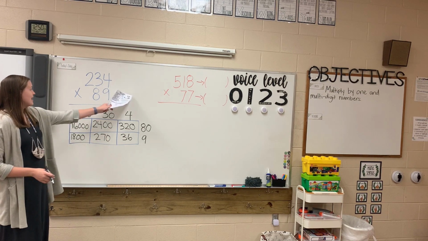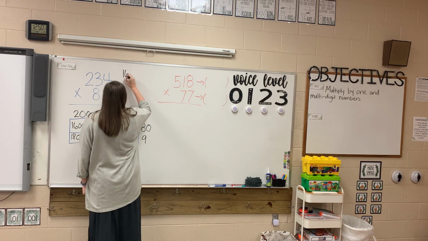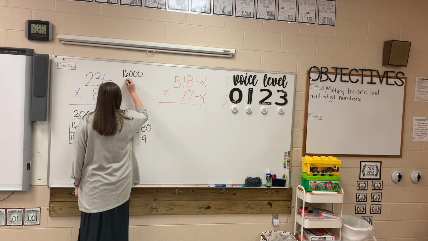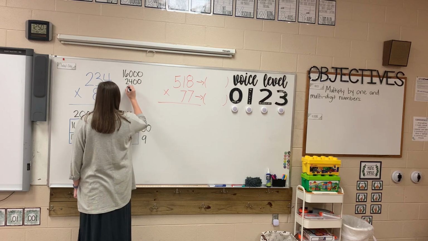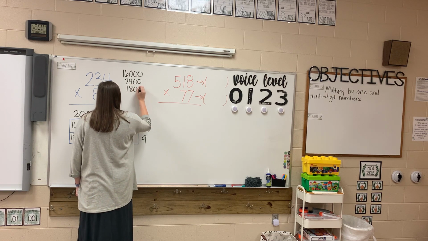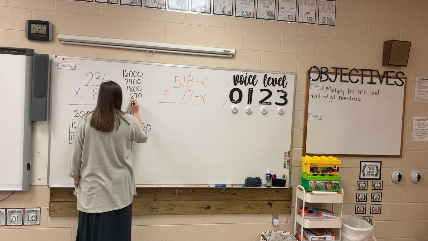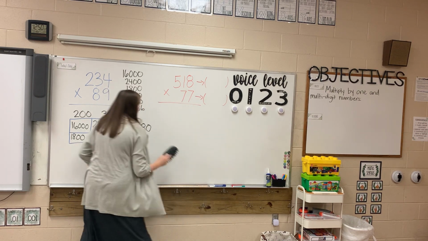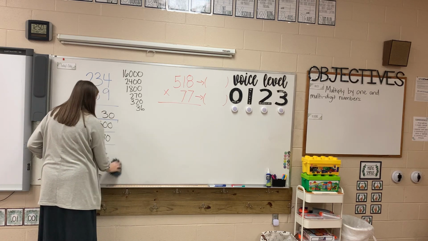So I'm going to move right here and put all of our numbers in order. We have 16,000 plus 2,400 plus 1,800 plus 270 plus 320 plus 36. And I'm actually going to just erase a little bit of this. That way we have room to add.